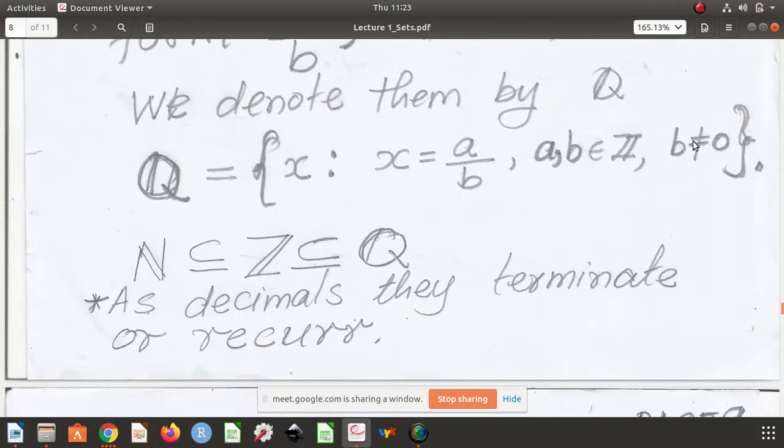If you want to write it in this notation, the set of rational numbers is represented by this fancy looking Q, and it is equal to all objects x which can be written in the form a over b, where both a and b are integers. The other characterization of the rational numbers is that if you write them as decimals, they will either terminate or recur indefinitely. They have a recurring pattern, right? They terminate or they recur, and if they recur, there will be blocks of numbers that keep repeating.